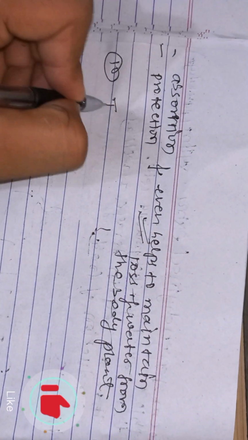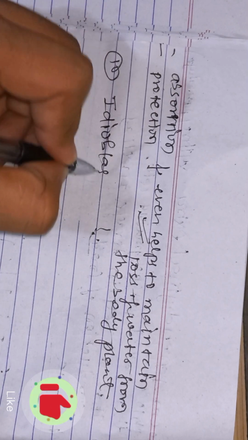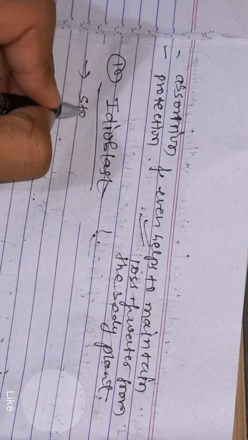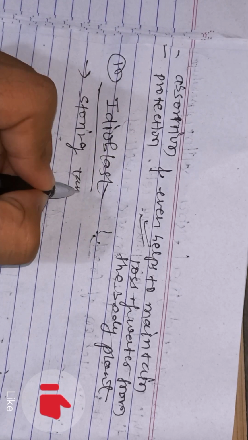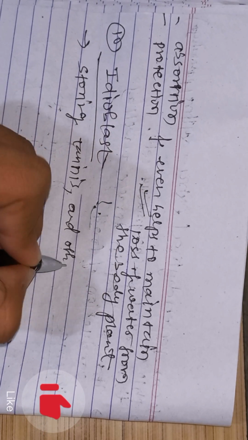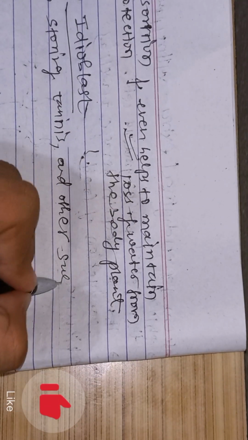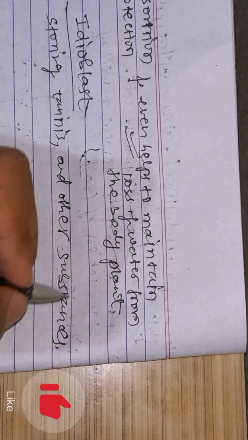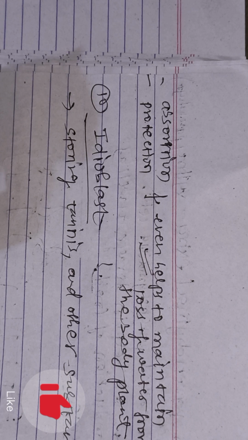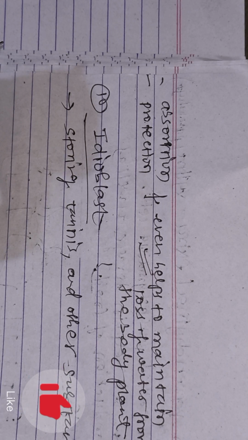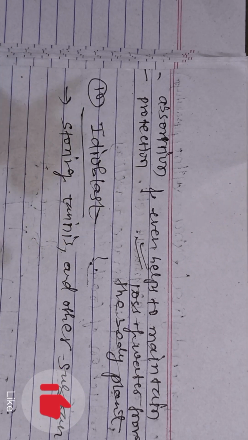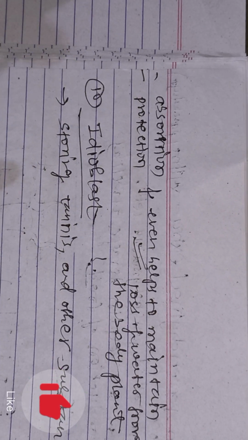The other is idioblast. Idioblast has a major function of storing tannins and other substances. So while studying the types of parenchyma, we have already discussed the function of parenchyma. With all the types, we are talking about the function along with their types.